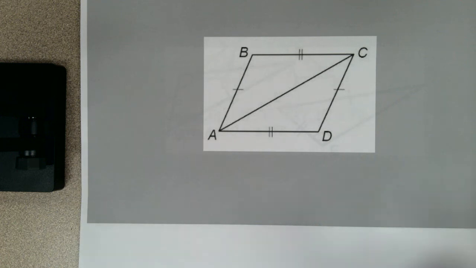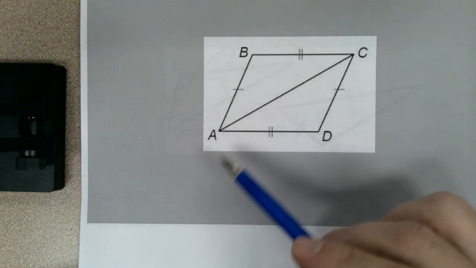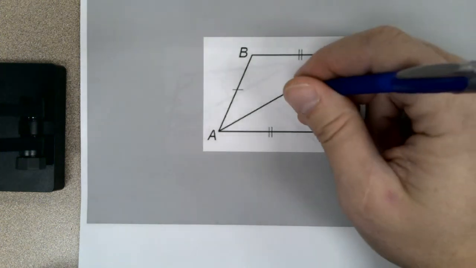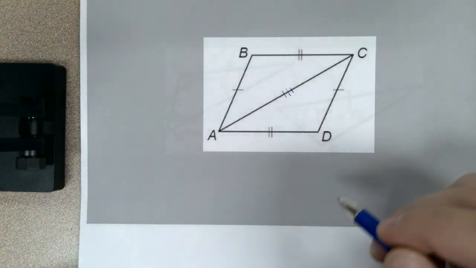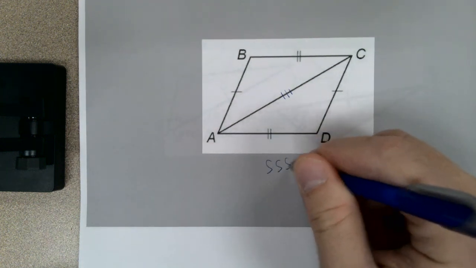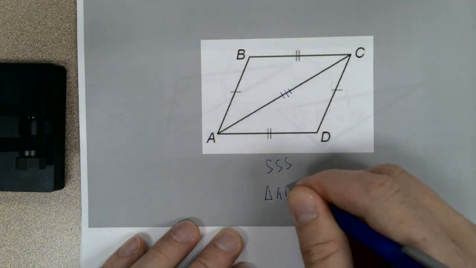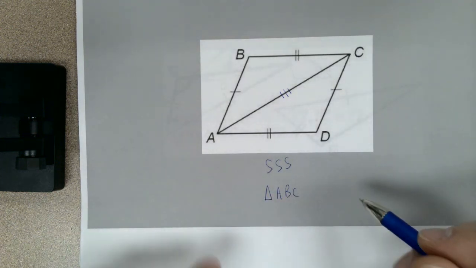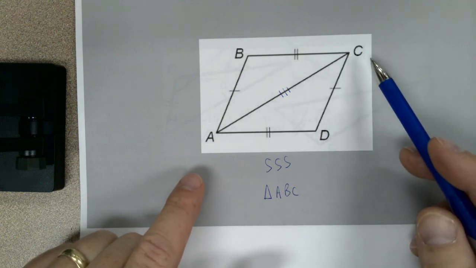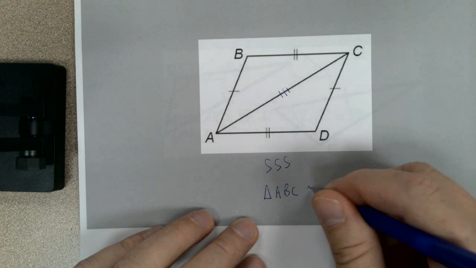Okay, I'm seeing a lot of good responses on this one. Hopefully you noticed on this one that both triangles share side AC. So technically I could go ahead and mark that because it's the same in both triangles. So hopefully you said on this one side, side, side. And you could then say triangle ABC is congruent to triangle CDA.